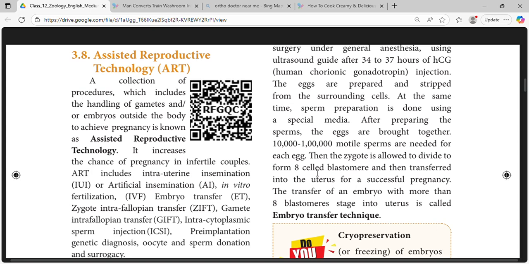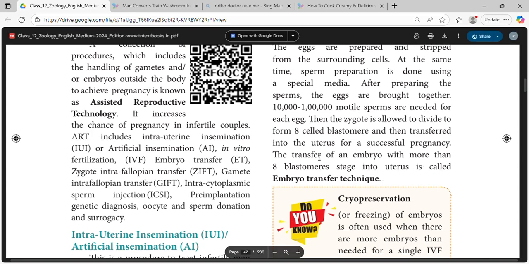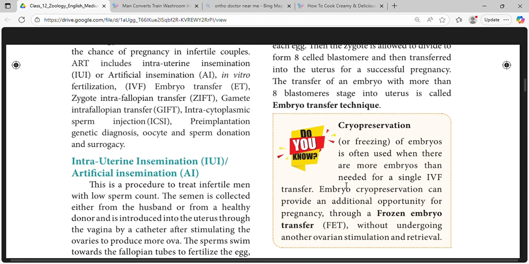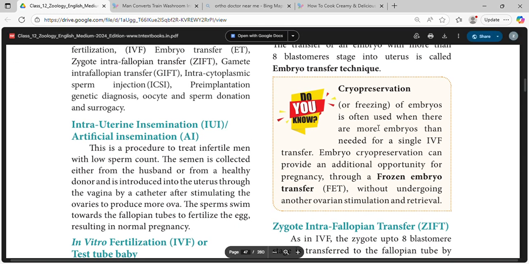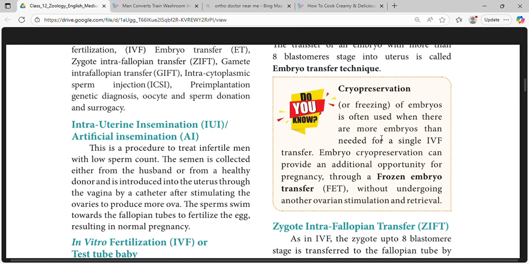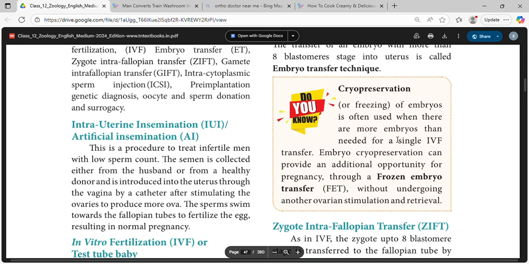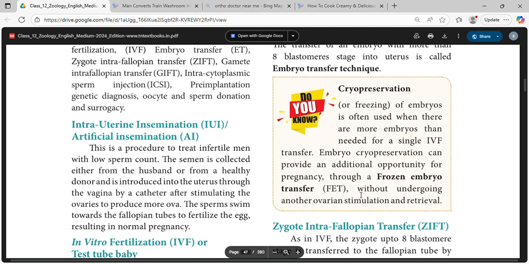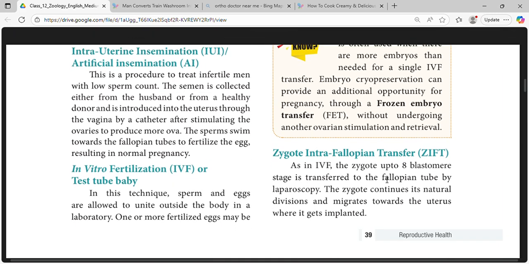Then the zygote is allowed to divide to form 8 blastomeres and then transferred into the uterus for a successful pregnancy. The transfer of an embryo with more than 8 blastomere stage into the uterus is called the embryo transfer technique. Cryopreservation of embryos is often used when there are more embryos than needed for a single IVF transfer. Embryo cryopreservation can provide an additional opportunity for pregnancy through a frozen embryo transfer (FET) without undergoing another ovarian stimulation and retrieval.